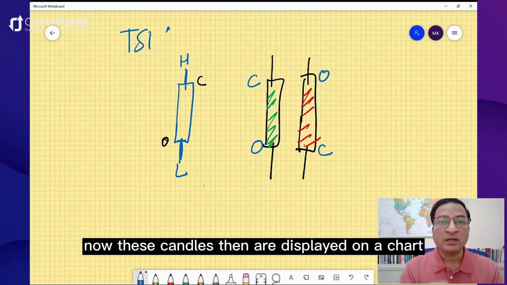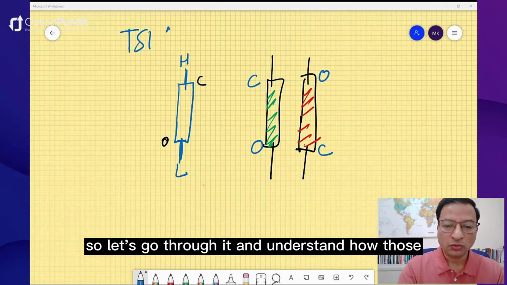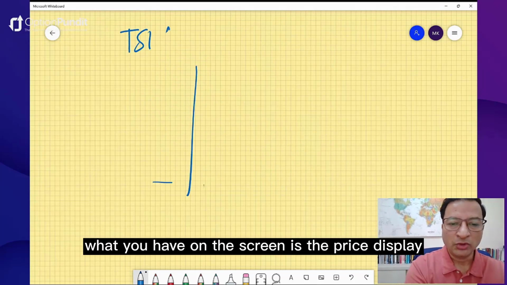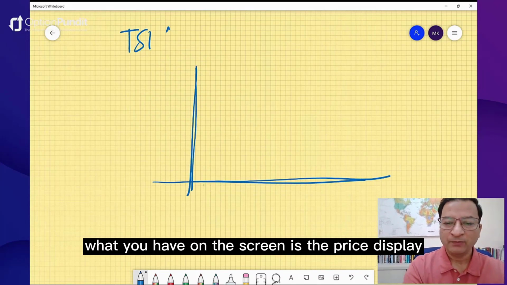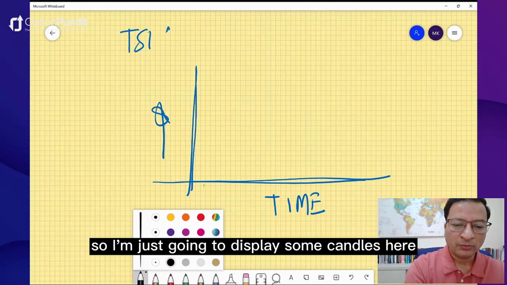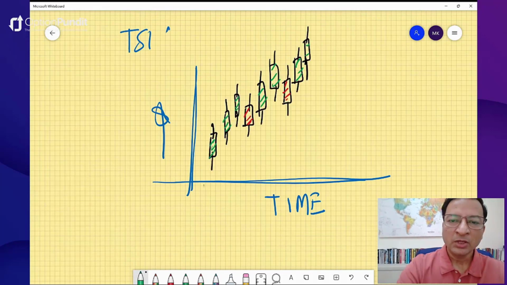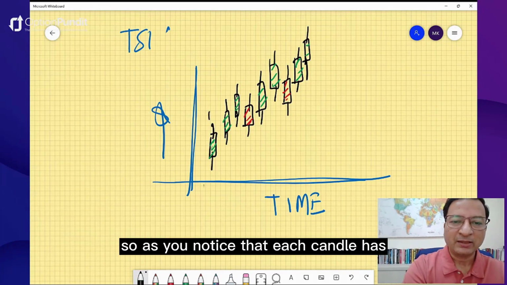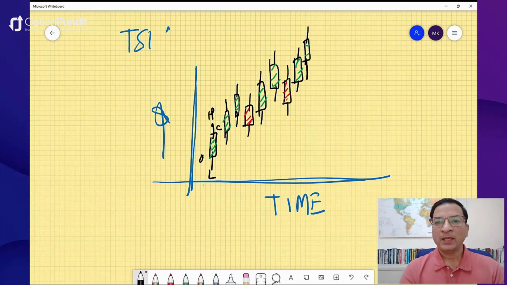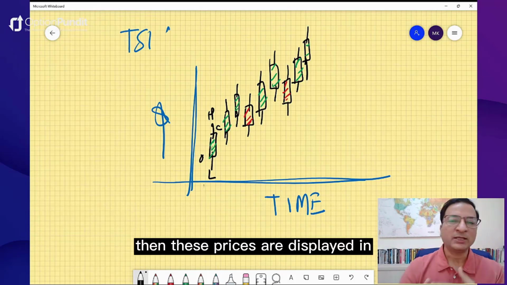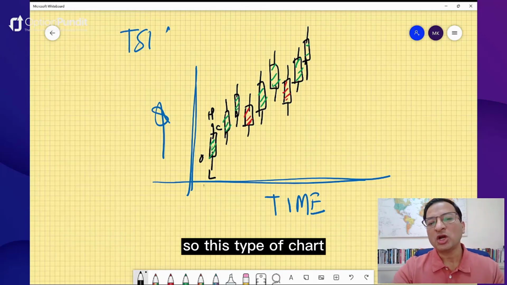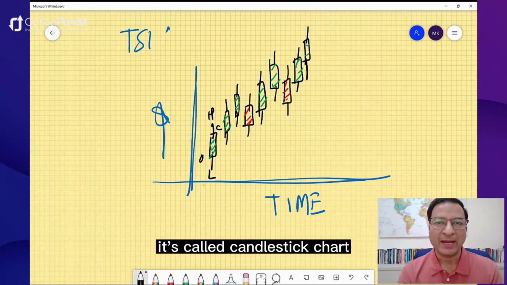Now these candles are displayed on a chart. So let's go through it and understand how those candles are displayed on the chart. What you have on the screen is the price display. This is time, and this is the dollar value. I'm just going to display some candles here. As you notice, each candle has four prices: high, low, open, and close. And then these prices are displayed in various indicators that I was explaining to you. This type of chart, where these candles are displayed, is called a candlestick chart.